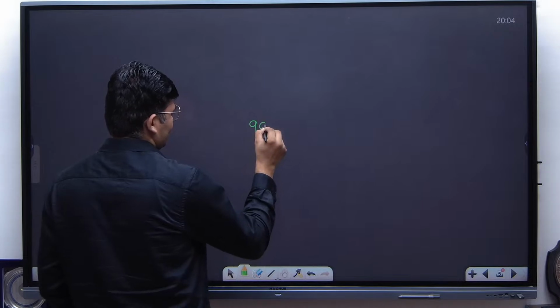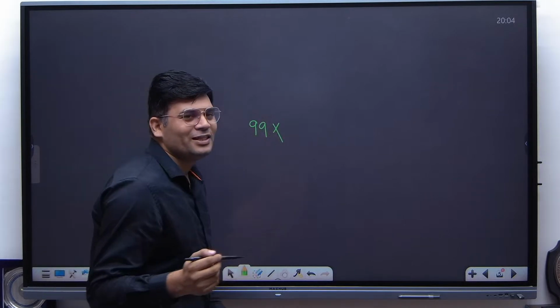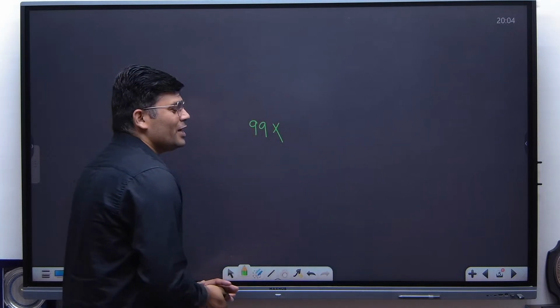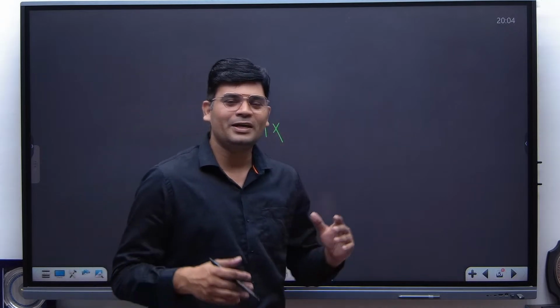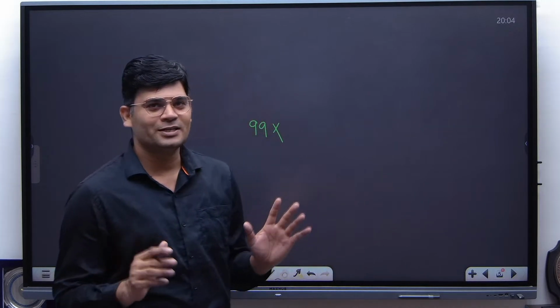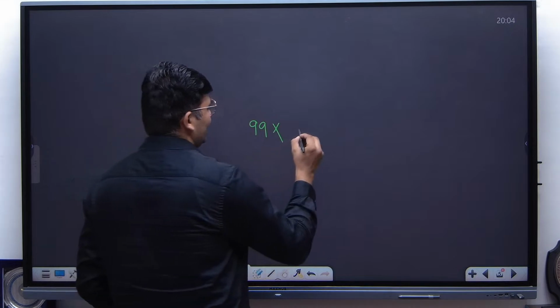Suppose somebody asks you, and you can play this game with your classmate as well. You can ask her, you multiply 99 by any number and I will give you the answer in 5 seconds. Now suppose 99 into 54.